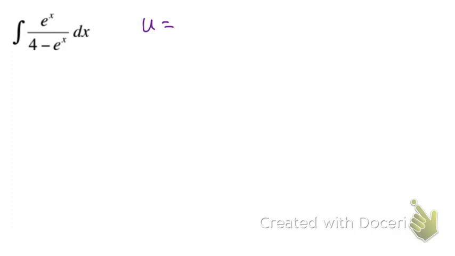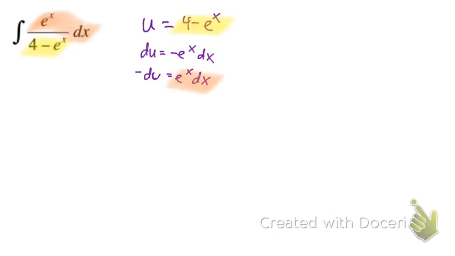If we make u equal to the top of the fraction, e to the x, its derivative is just itself, e to the x, so that doesn't really help me to eliminate this bottom. So instead, I'm going to make the denominator equal to u, 4 minus e to the x. du would be equal to negative e to the x dx. I don't need that negative, so I'm going to move it over to the other side. Negative du equals e to the x dx. And that helps me get rid of all these pieces. So 4 minus e to the x is replaced with u, and e to the x dx gets replaced with negative du. So this becomes negative integral of 1 over u du.